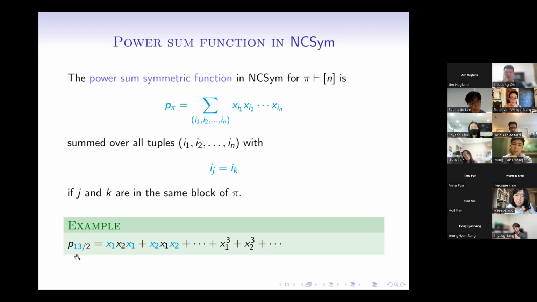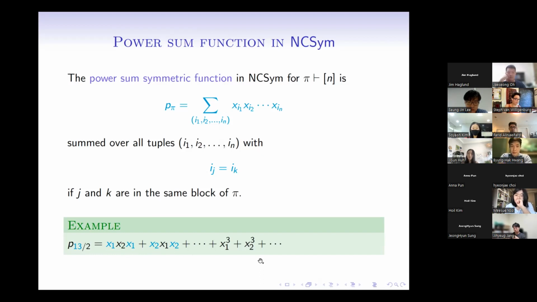So if we wanted to compute P132, well, since 1 and 3 are in the same block, we know that the variables in the first position and the third position have to be identical. So we're going to get monomials of the form x1, x2, x1, x2, x1, x2, and of course, all three of our variables can be identical. That's allowed. So we are going to have terms like x1 cubed, x2 cubed, and so on.